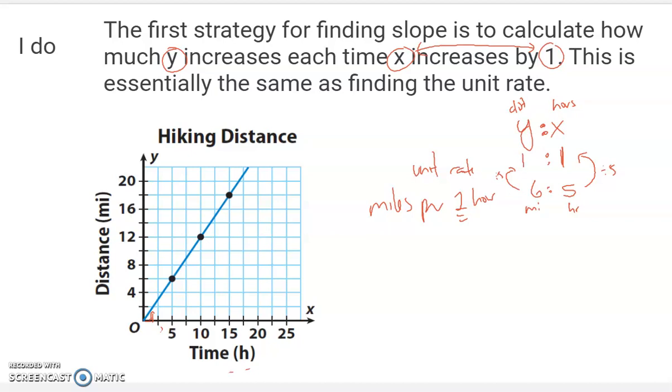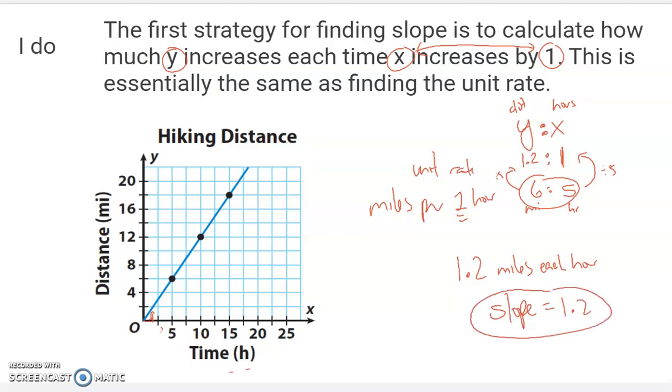And 6 divided by 5 is 1.2. So in this case, the person is going 1.2 miles each hour, right? If you do that 5 times, you would get to here. And so we would say the line has a slope of 1.2. So that's it. If you can find that unit rate, you've got it.